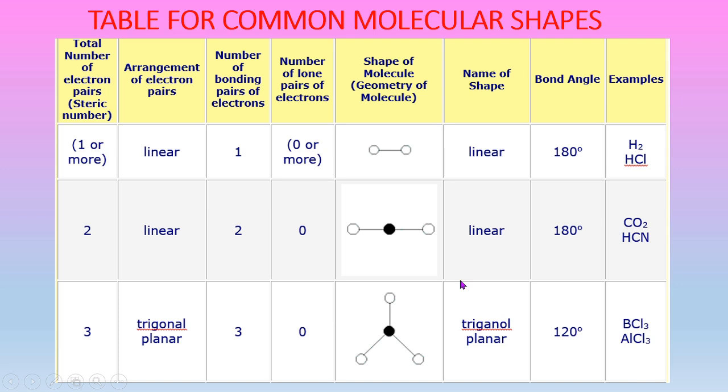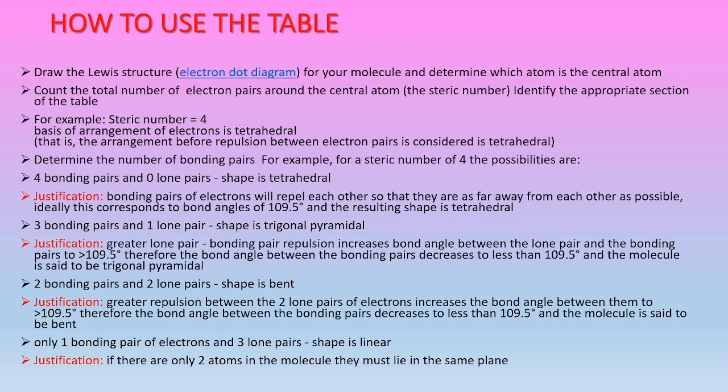This is a table which shows that on the basis of the steric number of electrons, number of bonding pairs, and number of lone pairs, we can predict the bond angle and the shape of any molecule. So the same thing for this table.